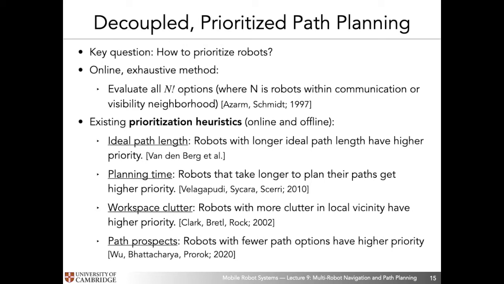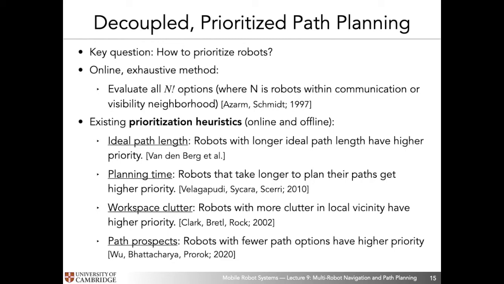Another interesting heuristic is workspace clutter, where robots that see a lot of clutter in their environment say, hey, I'm really restricted in my motions and my movements. I think I should get priority over you other guys that seem to have lots of free space around you and potentially can find other ways to plan. So quantifying the amount of workspace clutter is one way of going about the prioritization task.